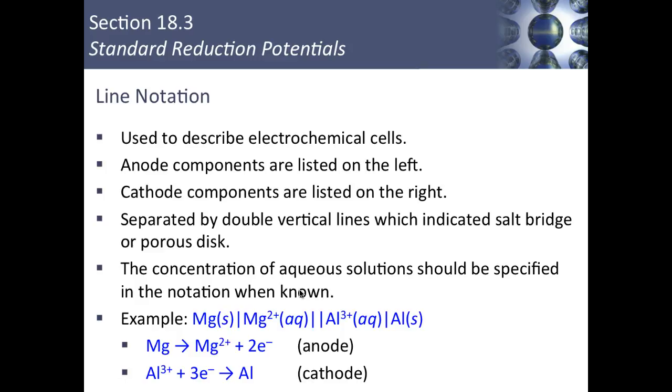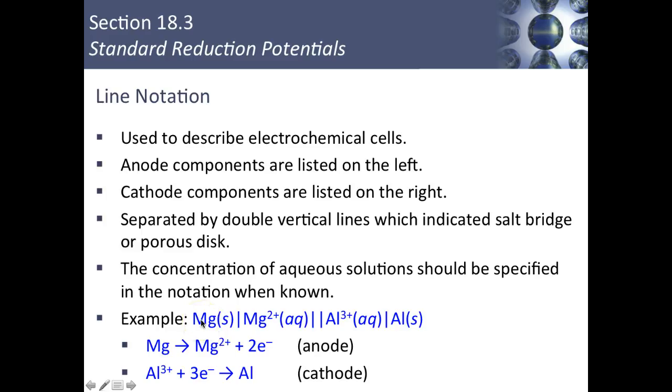Now, last thing to do for this part, and then we're going to take a break. When we have our galvanic cell, we're going to have to show it in some way, shape, or form. And so, instead of writing out this whole process, we use what's called line notation. Now, the anode's components are always on the left. If you look at the bottom, I'm walking you through the example here. We have magnesium being dropped into magnesium ion.